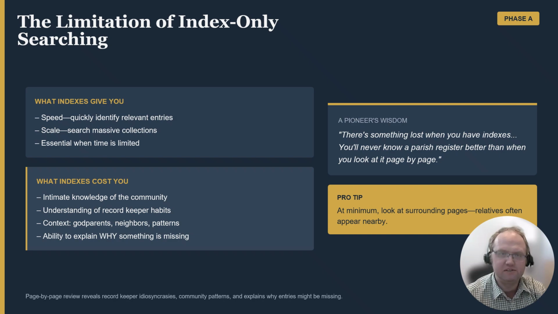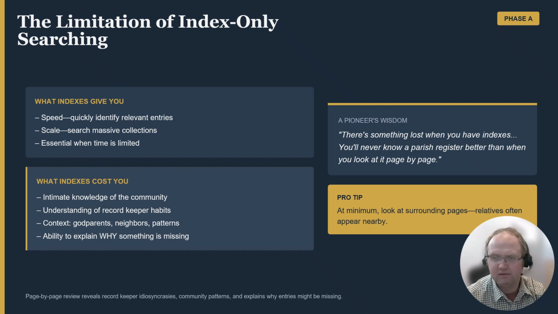The limitations of index-only searching. There was a pioneer in Swedish research, a guy who wrote the book Cradled in Sweden. There's a passage in there that I particularly remember where he mentioned how much he enjoyed looking through things page by page manually. And he said that something would be lost when all one would have to do is look at an index to find what you were looking for. I agree, to a point.